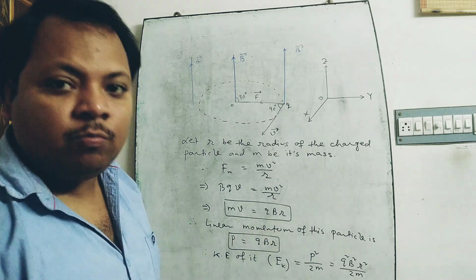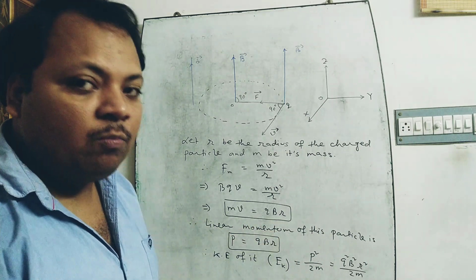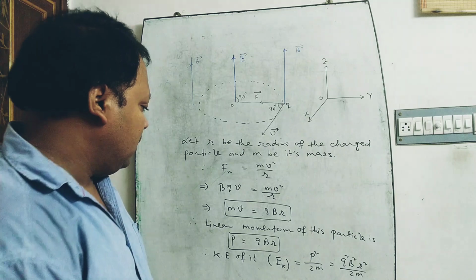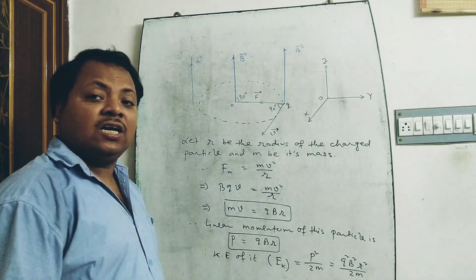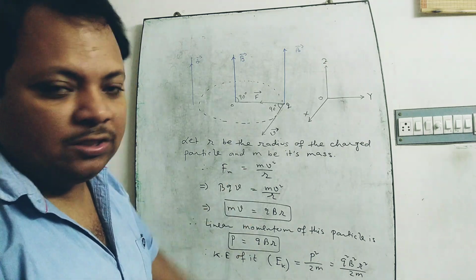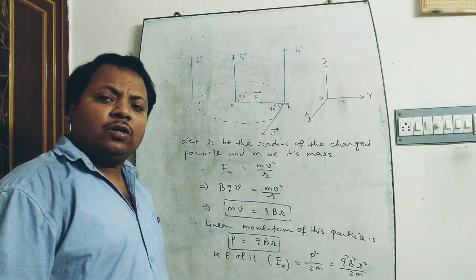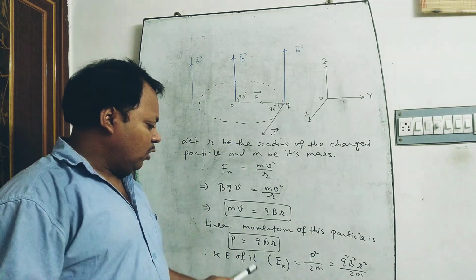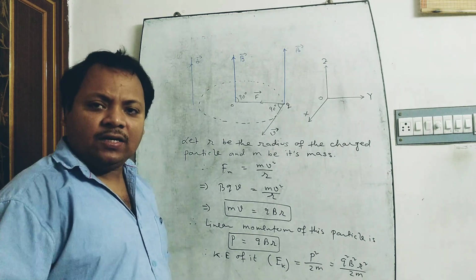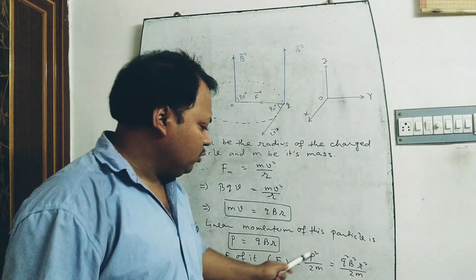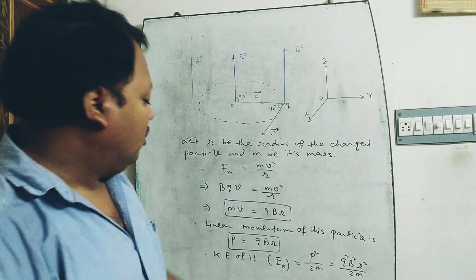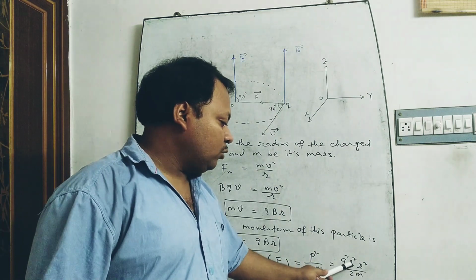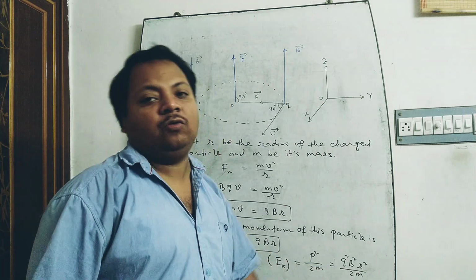You know that mv is equal to the linear momentum of the charged particle. Therefore, p is equal to qBr, where p is the linear momentum of this charged particle. We know that the kinetic energy of the charged particle, or any particle, Ek is equal to p square by 2m. Therefore, the kinetic energy of the charged particle is q square B square r square by 2m.